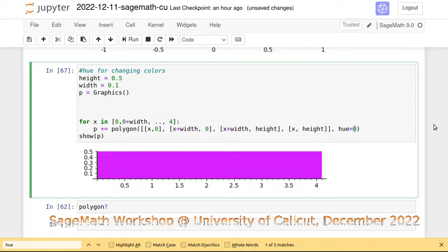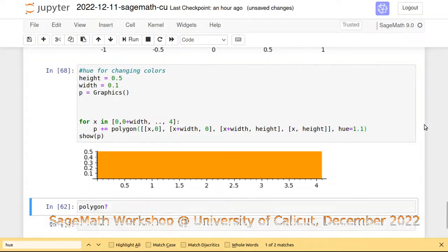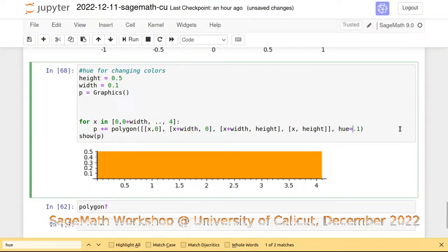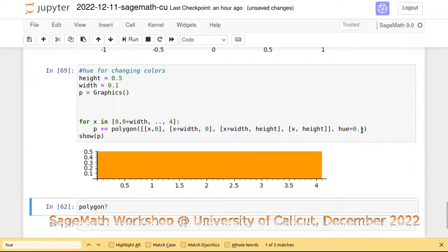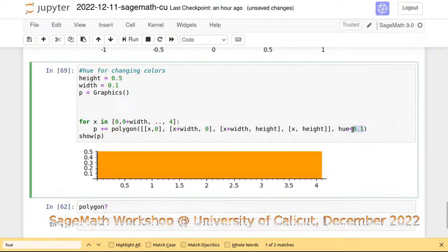Okay, well, let us try with 1.1. What will happen? 1.1 gives this, and what about 0.1? 0.1 also. Therefore, hue is also ranging between 0 and 1, it seems. Okay, that's what I understand from this. So the only thing I can definitely say is that hue can be given as a number, and with that hue the colors are changing. That's it.